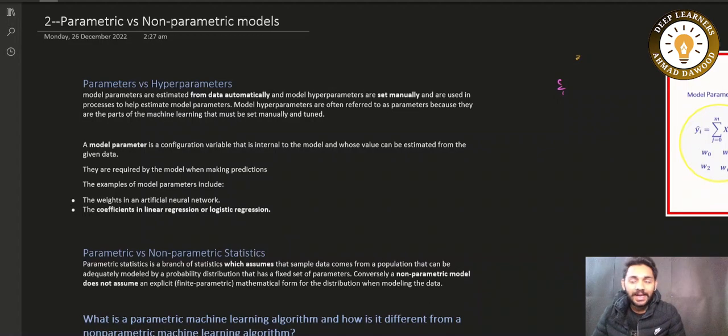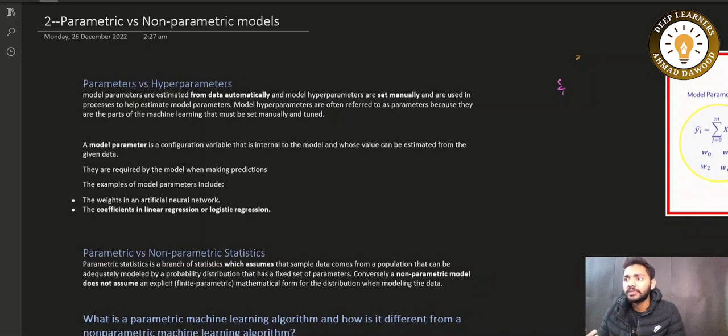I'm Ahmed Daud, and in this session, we are going to see what is the difference between parametric models and non-parametric models. So, before we start to discuss that difference, I want to elaborate on what the terms parameters and hyperparameters are and what exactly the difference between them is.